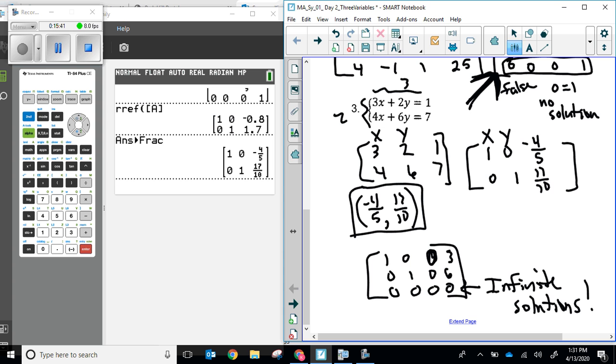I think I put 4 problems on a worksheet for you to solve with your calculators. Make sure you show me the augmented matrix and the answer matrix along with the final answer, just like I did in the notes.